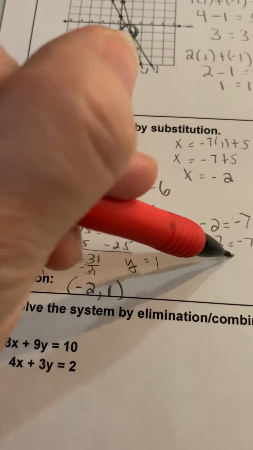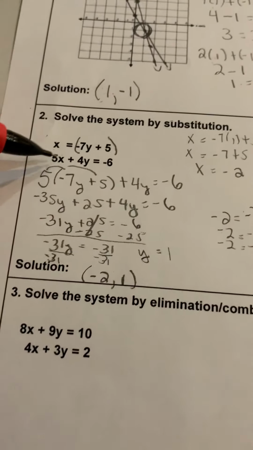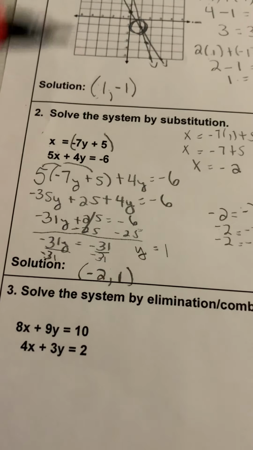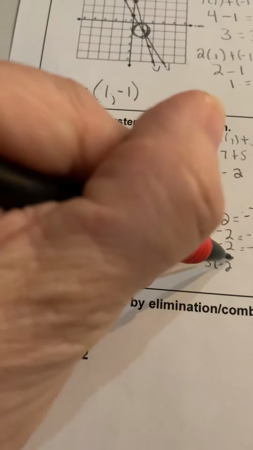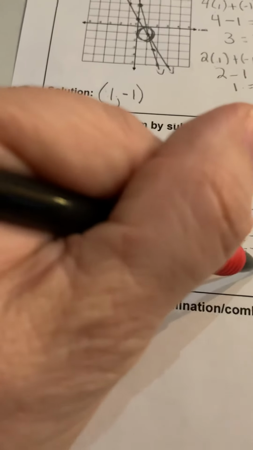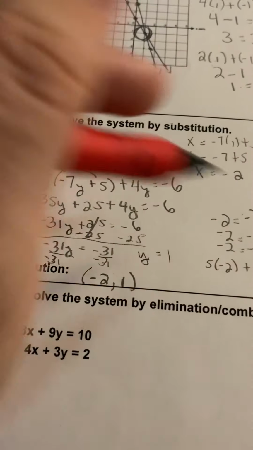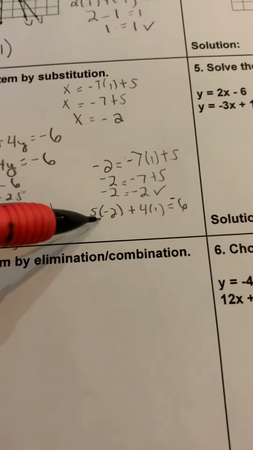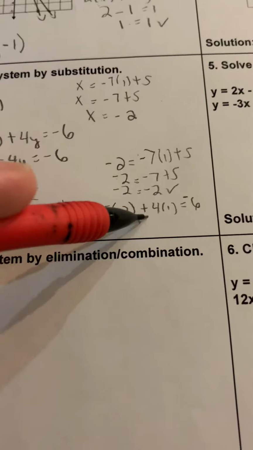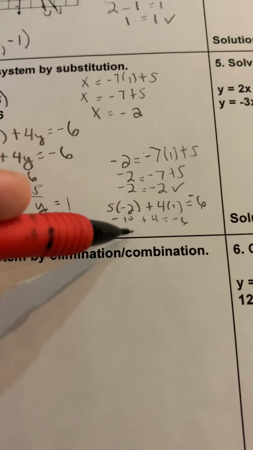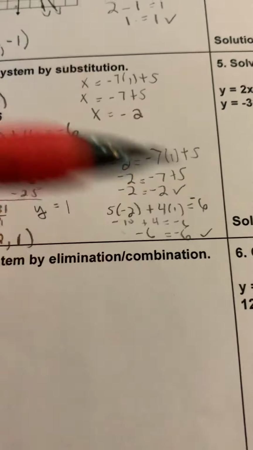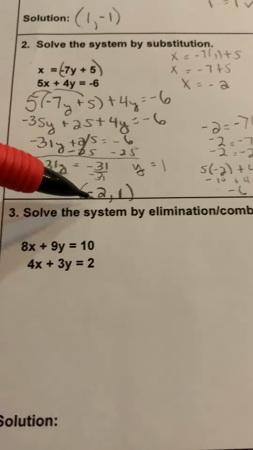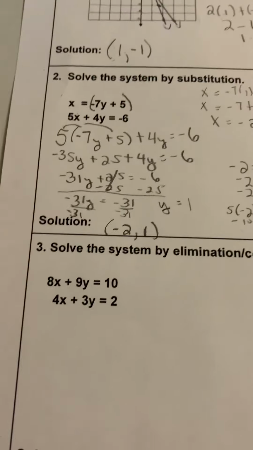Negative 2 equals negative 2. Check. I want to make sure it works for this other one too. So I'm going to plug in 5 times negative 2 plus 4 times 1 equals negative 6. So when I do that, I have negative 10 plus 4 equals a negative 6. Negative 10 plus 4 is negative 6, so negative 6 equals negative 6. So definitely negative 2, 1 works for both of these equations.